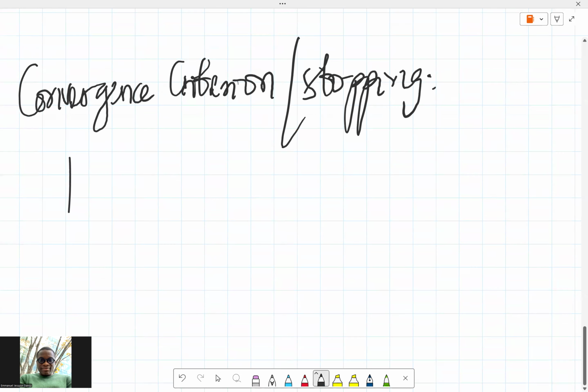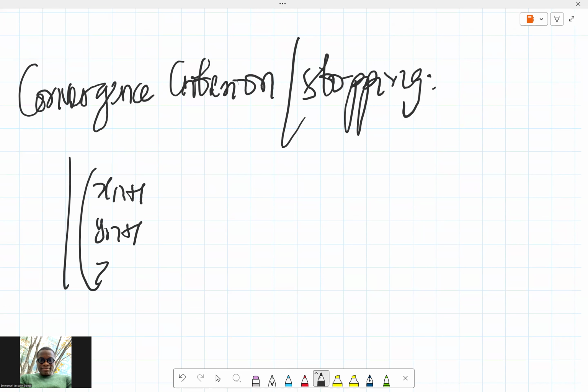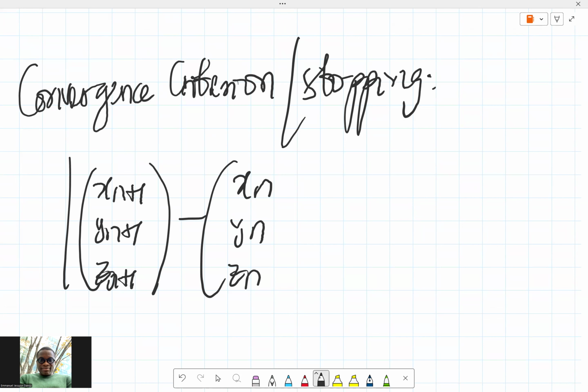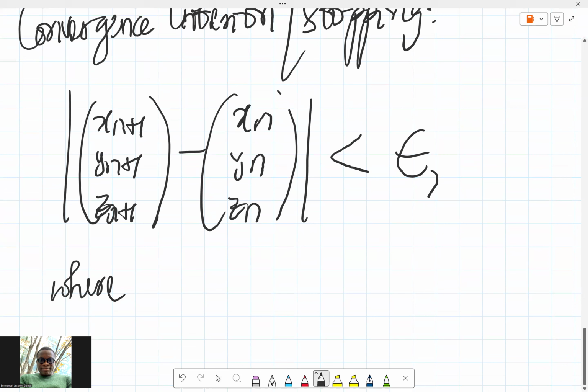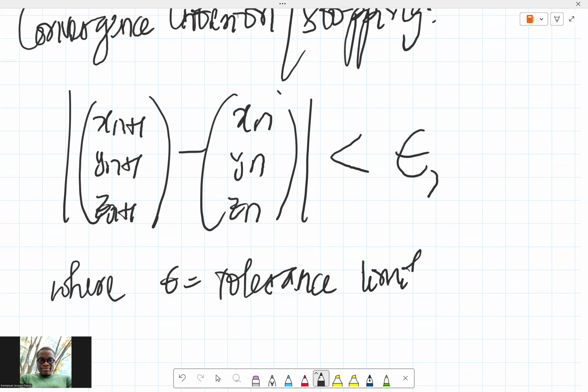So the convergence criterion again here is the absolute value of xn plus 1, yn plus 1, zn plus 1 minus xn, yn, zn. You compare them pair by pair: xn plus 1 and xn, yn plus 1 minus yn, zn plus 1 minus zn, and see if it's less than epsilon, where epsilon is the tolerance limit. But in this case, like I said, I won't bother so much about that. I'll just do maybe 2 or 3 iterations and then direct it to the Python code so you can see if the method works very well.